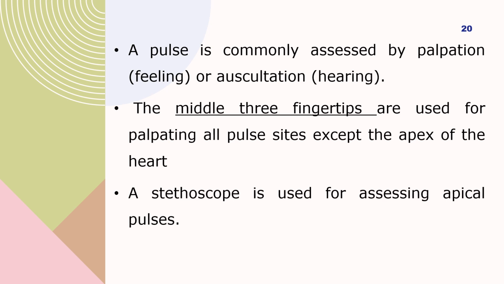How to assess pulse? The pulse is commonly assessed either by palpation or by auscultation. Like we discussed earlier, all the peripheral pulses are assessed by palpation. We have to use the middle three fingers to palpate peripheral pulses. For the apical pulse, auscultation with a stethoscope is necessary. We should avoid using our thumb because it may lead to a false interpretation.